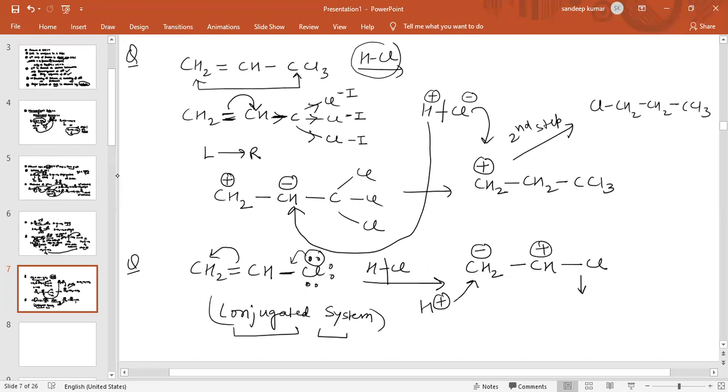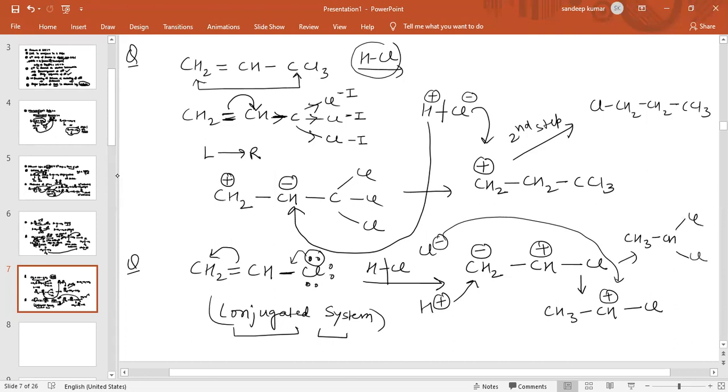So after attack of electrophile, it forms CH3CH+Cl. Now, in the next step, what happens? In the next step, the attack of nucleophile. So nucleophile will attack at this position. So after attack of nucleophile, the product obtained is CH3CHCl2.